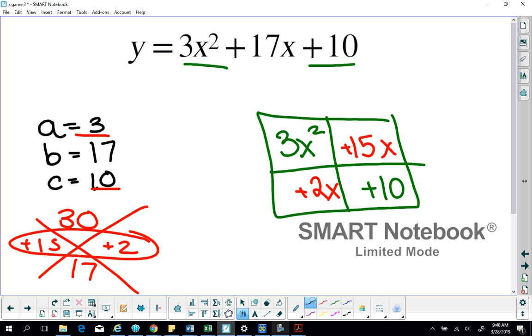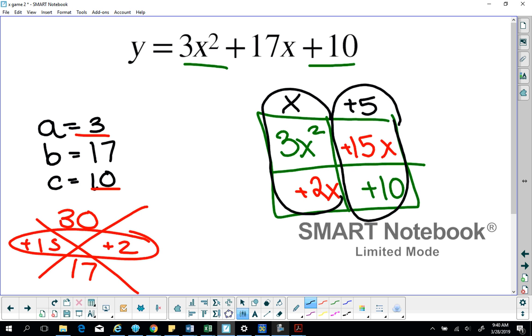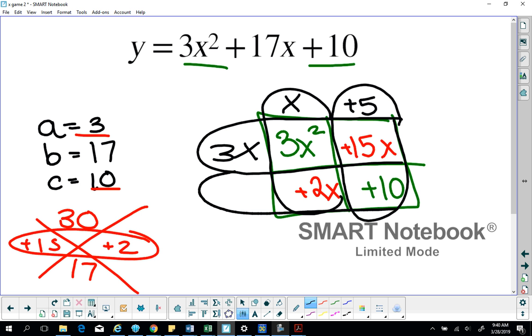Now I just find the GCF of each column or row. So what do they both have here? What letter? X. So x this way. What about right here? What's the GCF of 15 and 10? 5. Beautiful. Then we do it this way. Now, what letter do they both have? X. But now they also have a GCF. What's their GCF? 3, right? 3 goes into both of them. And then 2 and 10, what's the GCF of that? 2. Perfect.